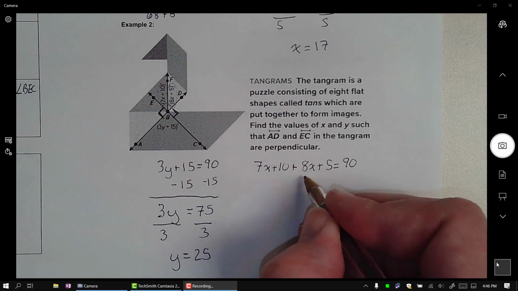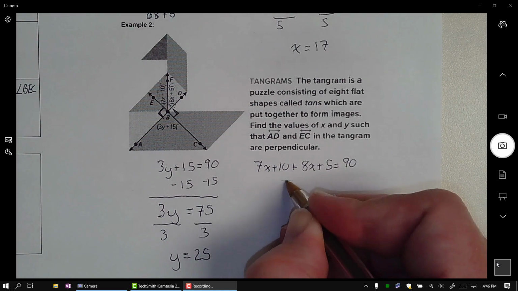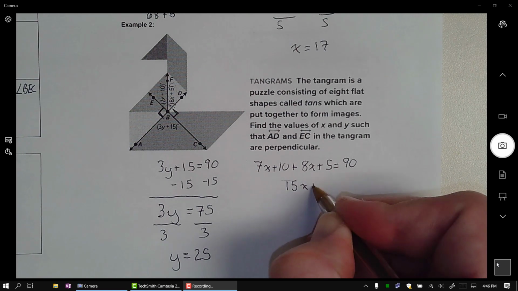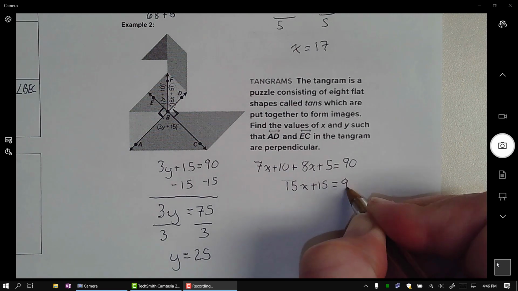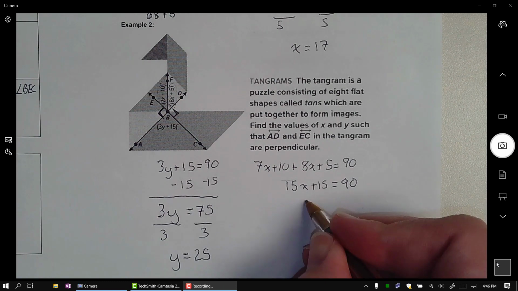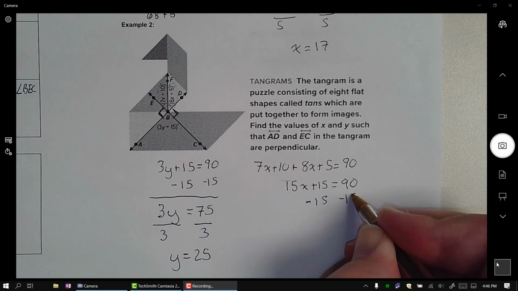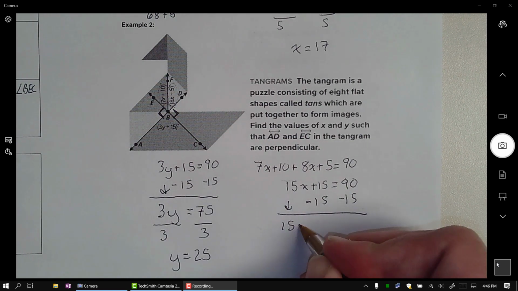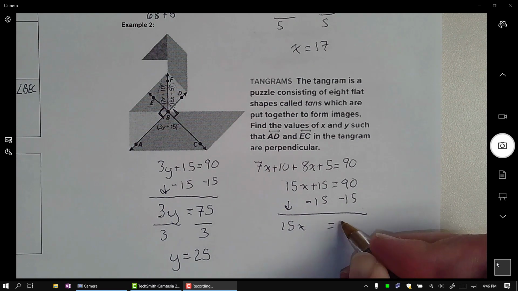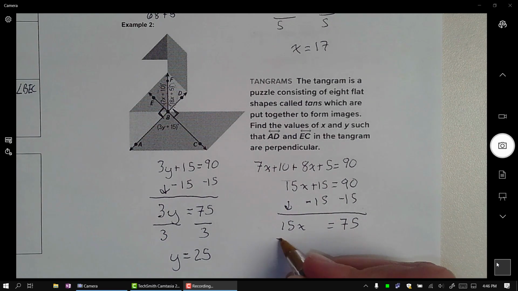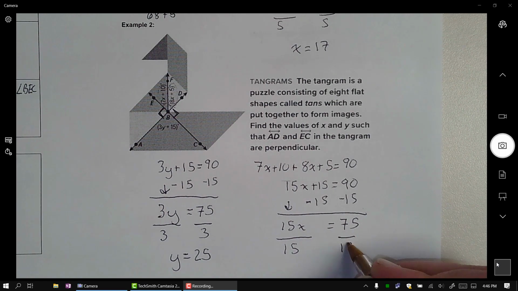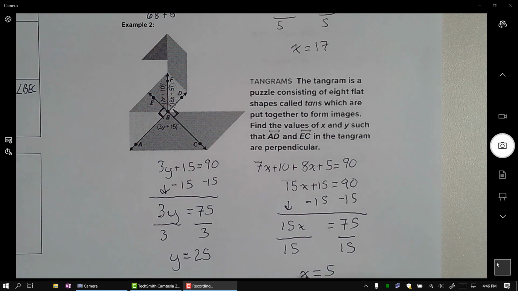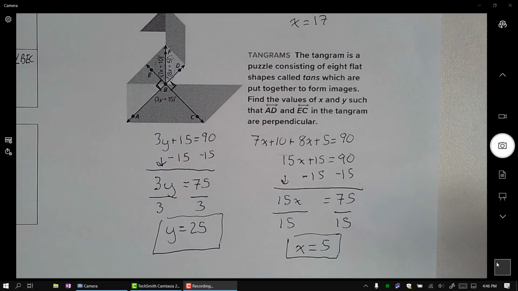Collect my like terms. These are on the same side, so I can put them together. So that gives me 15x plus 15 equals 90. Subtract 15 from both sides. I get 15x equals 75. Divide by 15. I get x equals 5. So x equals 5, y equals 25. So I solved the tangram.